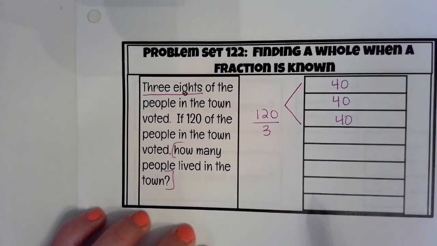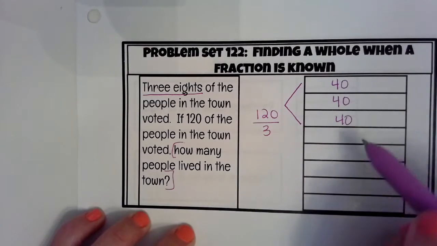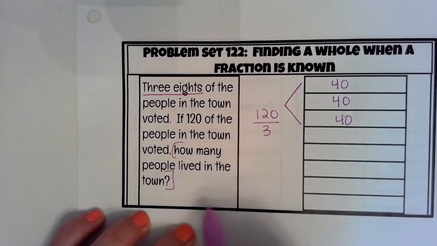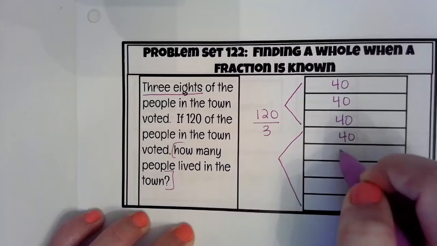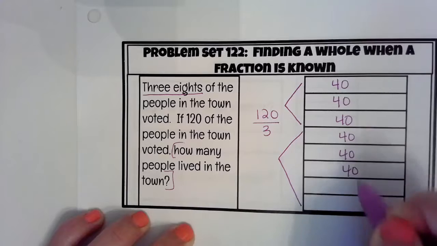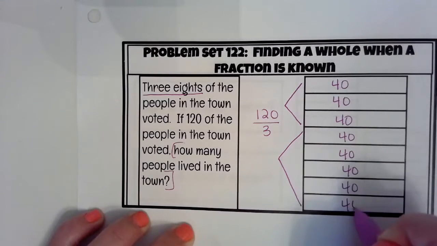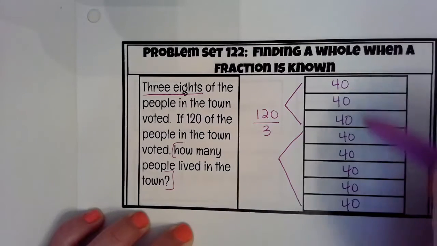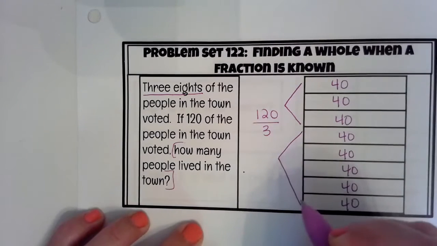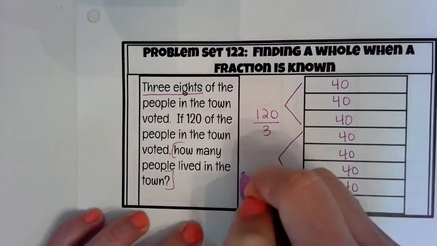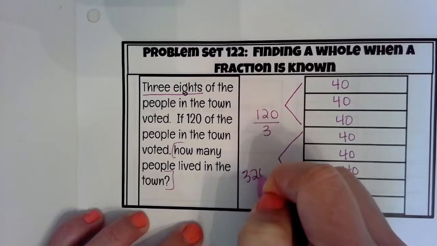So now we've got to figure out how many are in the 5/8. It wants to know total. We're looking at total again. So if we just continue, these are equal parts. 40, 40, 40, 40, 40. The whole town. 40 times 8. 4 times 8 is 32. I'm going to add a 0, so that's going to give us 320.